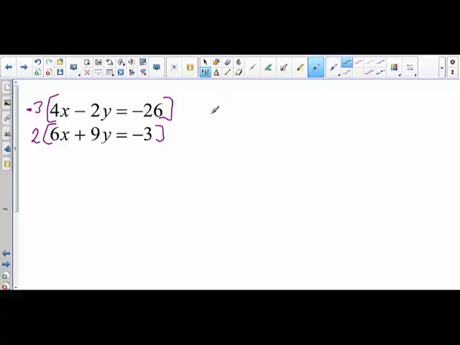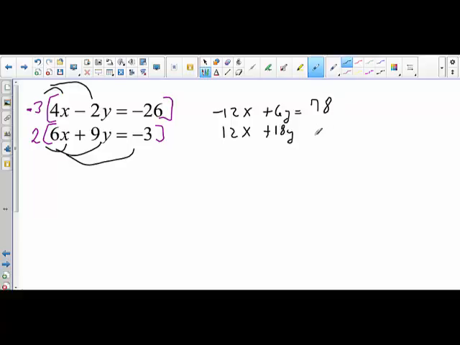Now, negative 3 times 4x is negative 12x. Negative 3 times negative 2 is positive 6y. Negative 3 times 26, that's 78, and that'll be a positive 78. Okay, now we're going to do the bottom equation. Okay, 2 times 6 is 12. That's what we're wanting, right? 2 times 9y is 18y. 2 times negative 3 is negative 6.